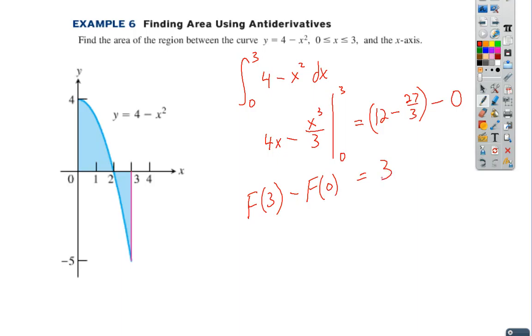This is where your brain has just got to explode just a little bit, guys. The positive area up here minus this area down here gets me exactly 3. 3 square units. How amazing is that? Amazing.